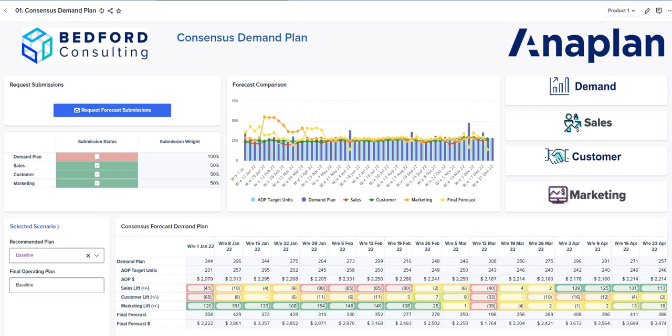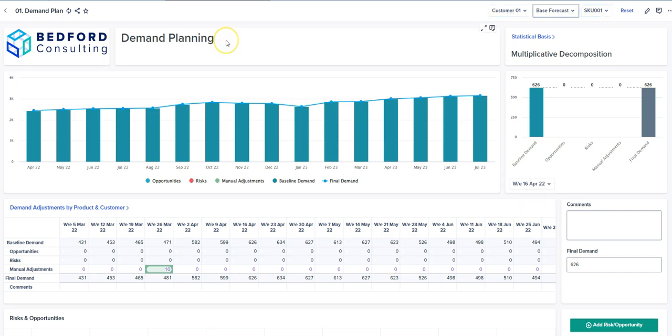The consensus demand landing page supports planners gathering business intelligence by collaborating with other functional teams, in this case across sales, customer, and marketing teams. Demand planners themselves might typically interact with forecast adjustments on a dashboard such as this.